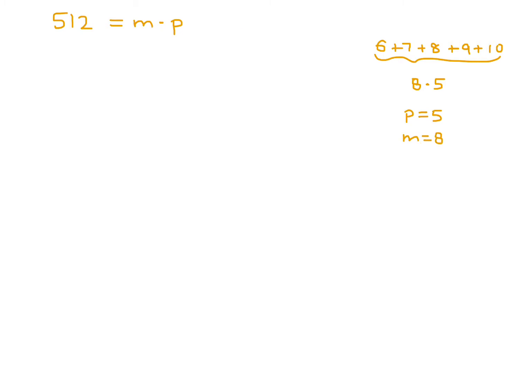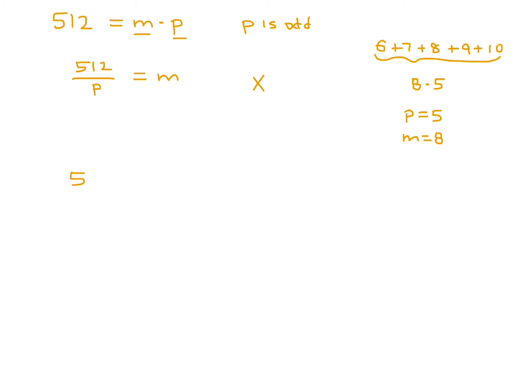Well, we are saying that P is odd. So can M times P be equal to 512? No, because if P is odd, 512 divided by P would not give you an integer. M has to be an integer. 512 can only be divided by even numbers, 2, 4, 8, so on. So that shows this is not possible.